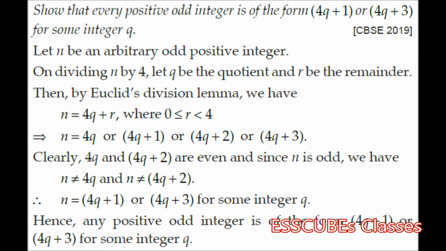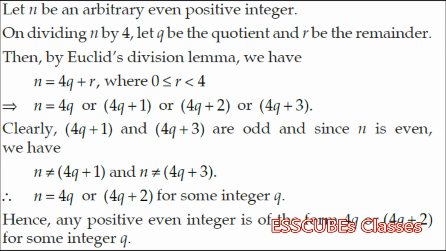Now clearly 4q and 4q plus 2 are even, since n is odd. So we have n not equal to 4q and n not equal to 4q plus 2. We discard these two. So what are we left with? We are left with two of the remaining cases, 4q plus 1 and 4q plus 3 for some integer q. Hence, any positive odd integer is of the form 4q plus 1 or 4q plus 3 for some integer q. If the same question would have been given for even integer, I would have taken 4q and 4q plus 2, right?